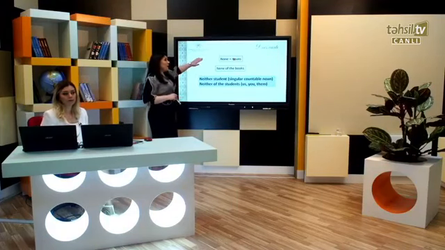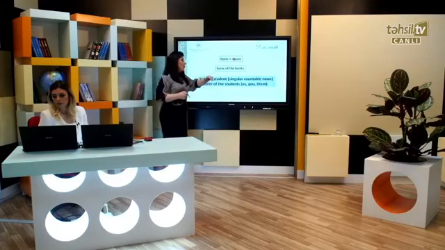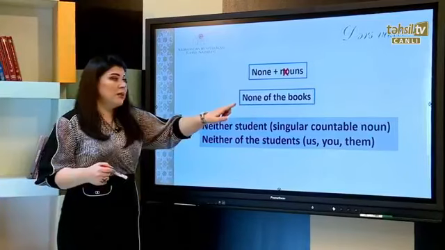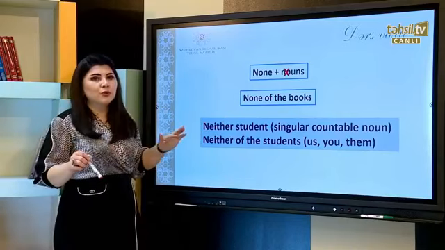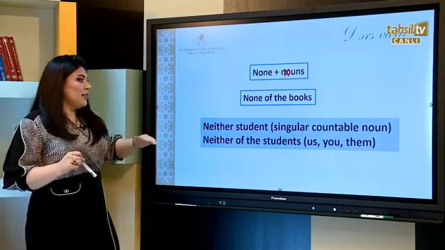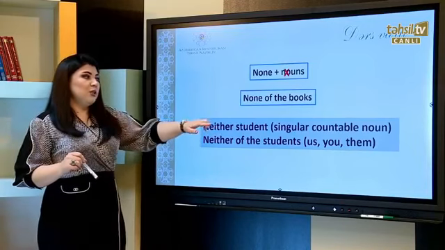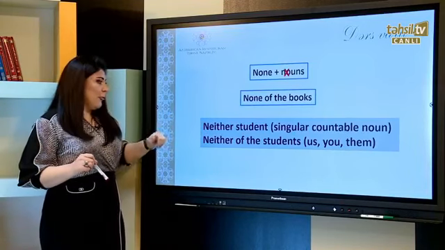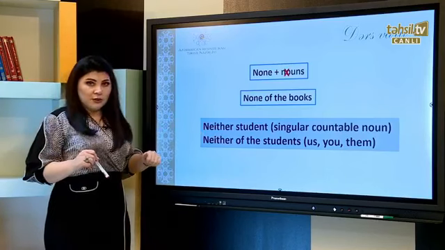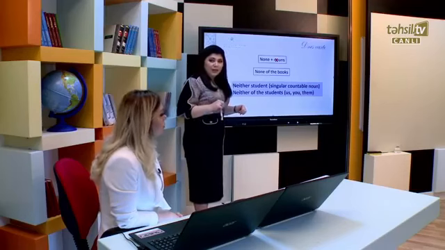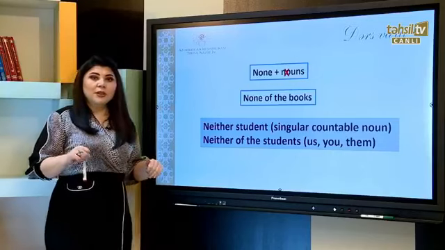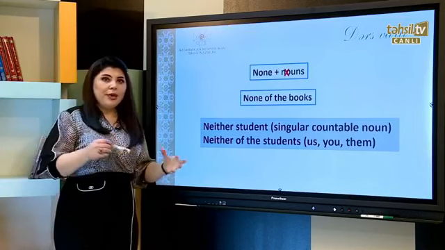So, none is not directly used with nouns, okay? If you want to place noun, we have to use between them preposition. None of the books, okay? We can't say none books. None of the books. Neither student is used with singular countable noun. Neither of the students. We can say neither of the students. And there was a question with neither and either. Yes. These students, if you remember both and, okay?